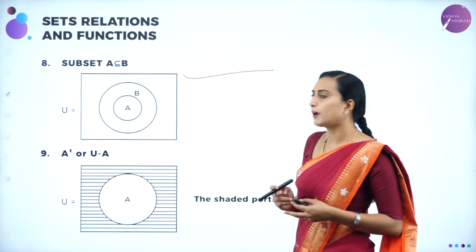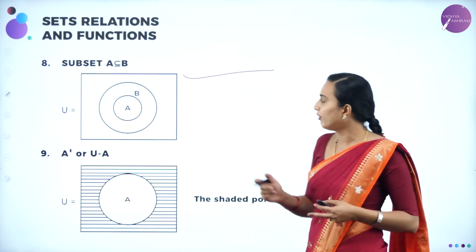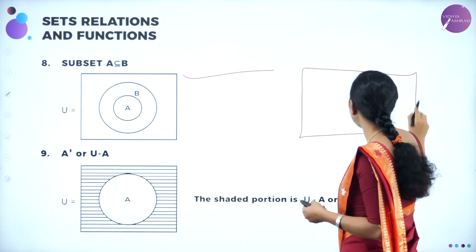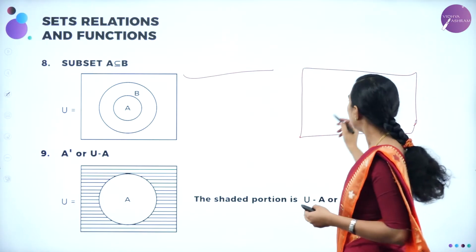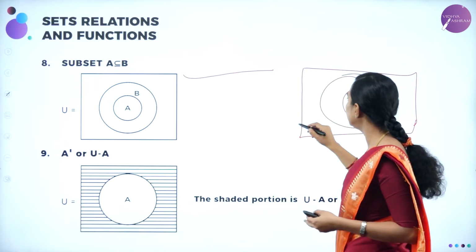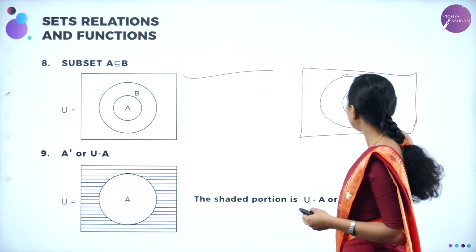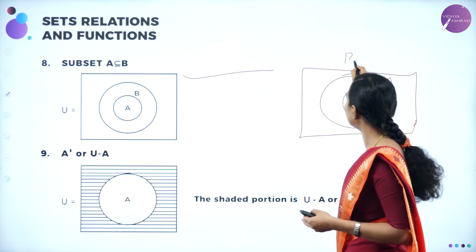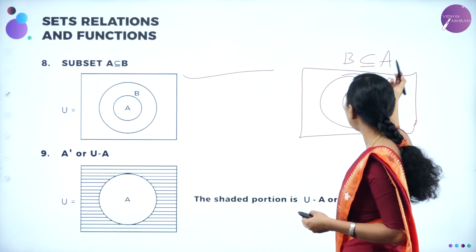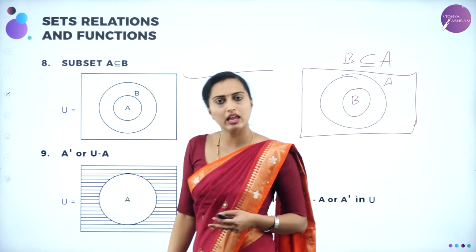Suppose they ask for B contained in A, how are we going to write it, dears? B contained in A is this: the universal set, and here set B, and here set A. Therefore we write that B is contained in A, or B is a subset of A. Understood?